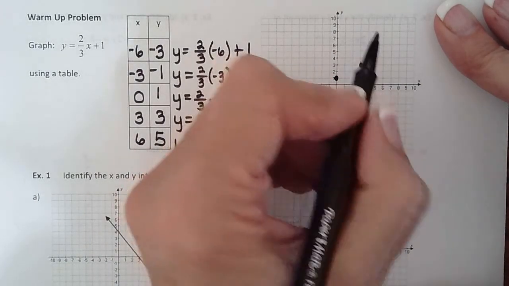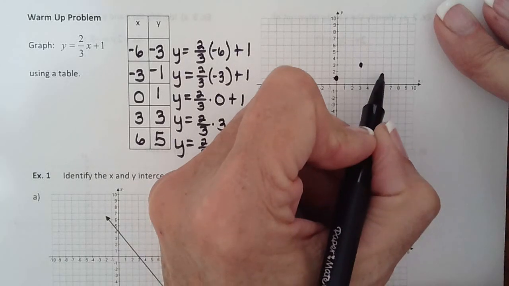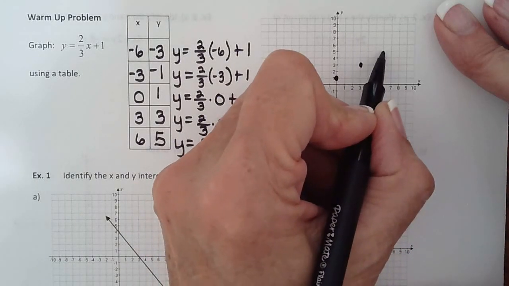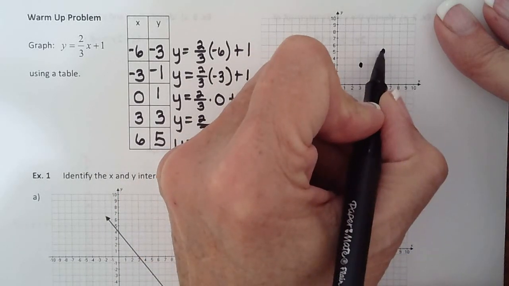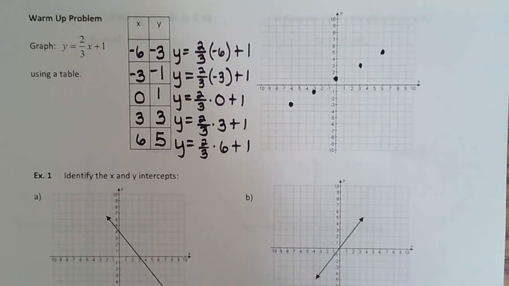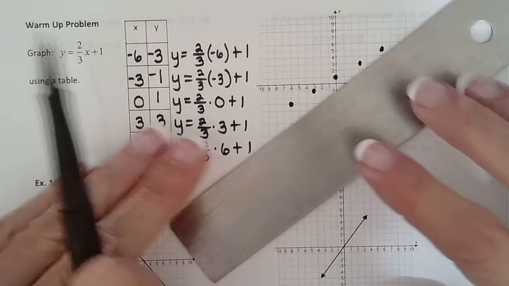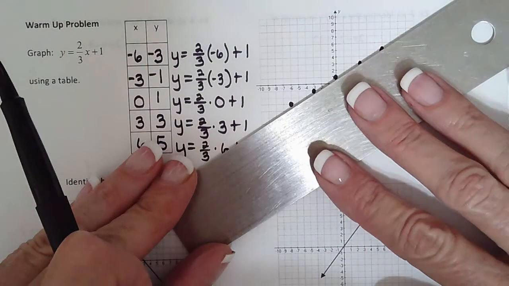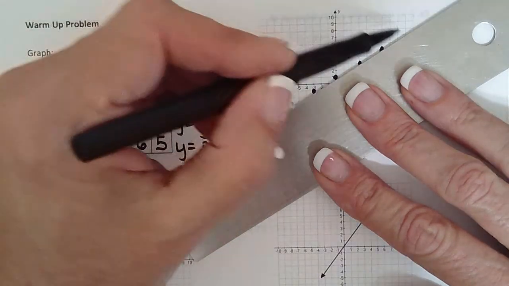1, 2, 3, 4, 5. So we have our 5 points plotted. So we use our straight edge to connect. And don't forget to put those arrows on both ends to show that it does go on forever.